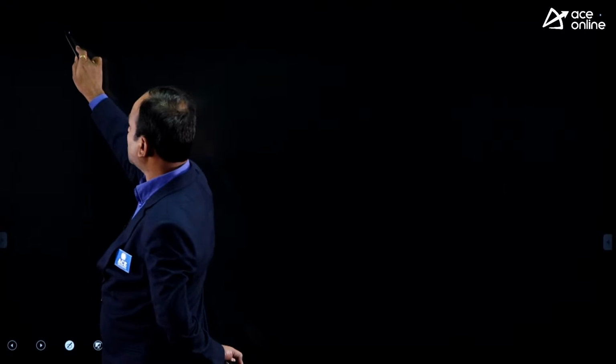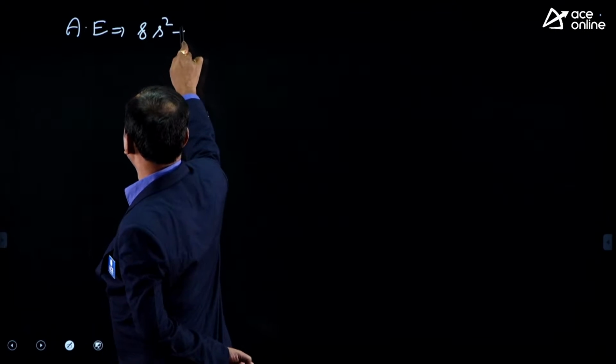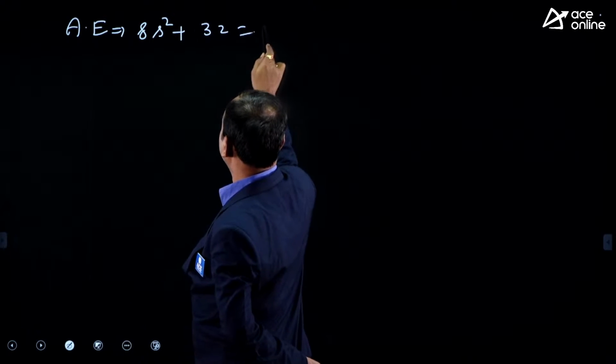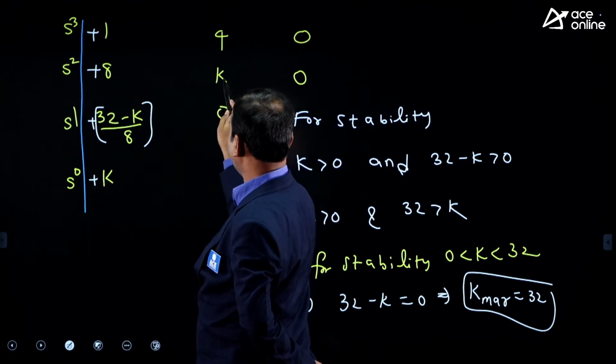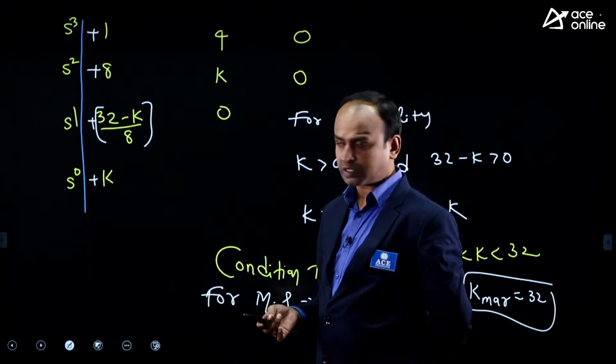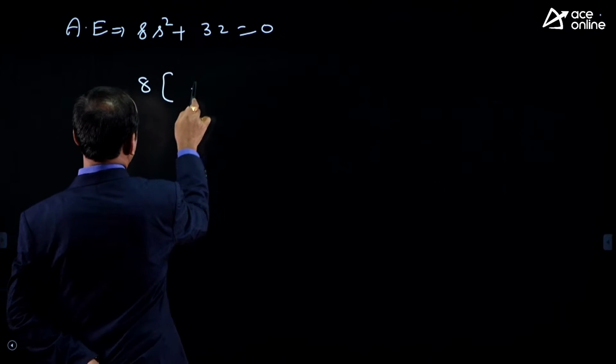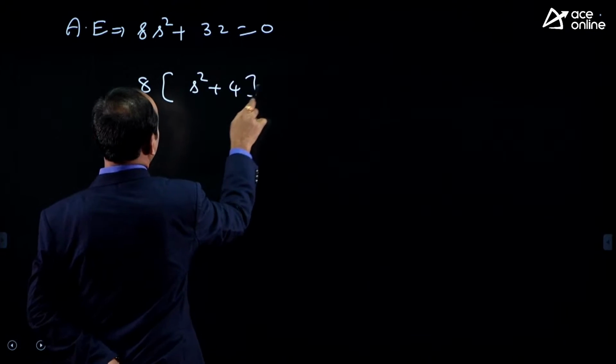So I am writing the auxiliary equation equal to 8s square plus k, that is 32. Okay, 8s square plus k. If k equal to 32, then only the complete row is 0. Then only we can find the frequency of oscillation. Here also k equal to 32. So take the 8 common here. If you take the 8 common, s square plus 4 equal to 0.